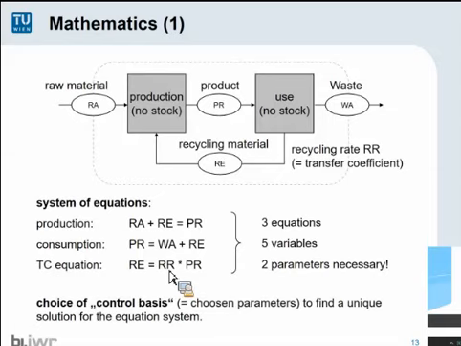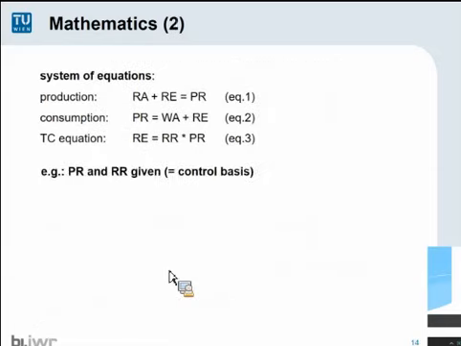So now let's assume we have data for the product flow and the recycling rate. One question that pops up often here is, okay, when I have 5 variables and I can choose which of them I want to measure, my recommendation is, of course, to take those variables that you can measure the easiest and where you get the most precise data, so where the uncertainty is the smallest. But let's assume we have data about the product flow and the recycling rate.